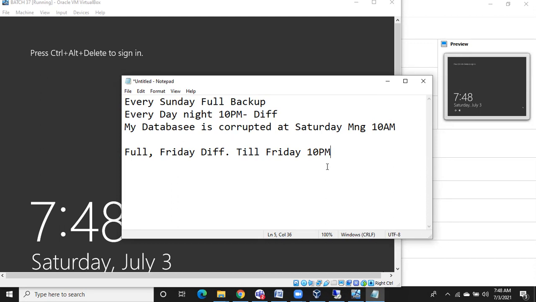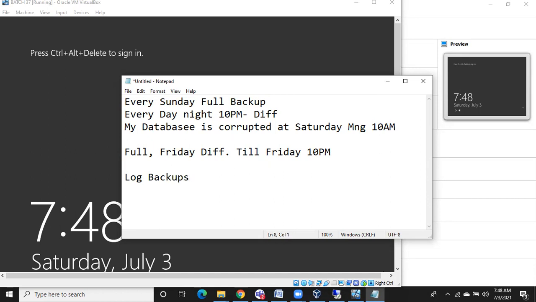No. Right? So in this case, there is no chance. Why? Because we have only the full backup and the differential backups. In this example, we don't have a choice to recover the database till Saturday morning 10 a.m. But in organizations, we are going to follow log backups also. Log backups will help you to take the backup of the log file.